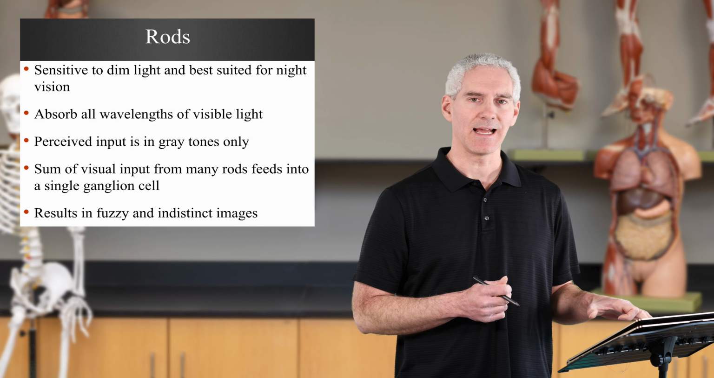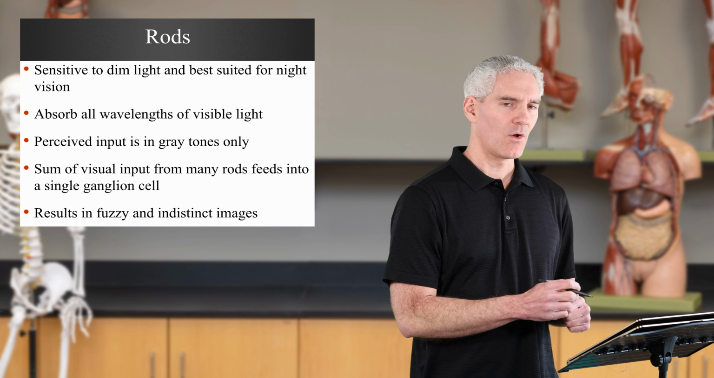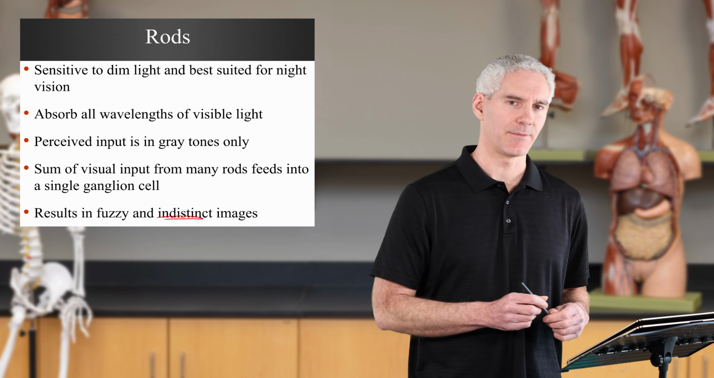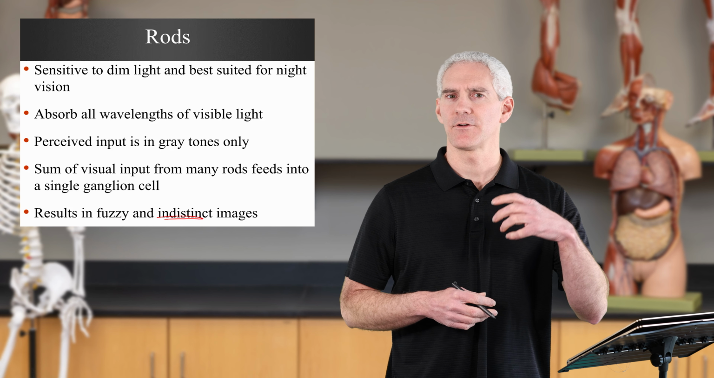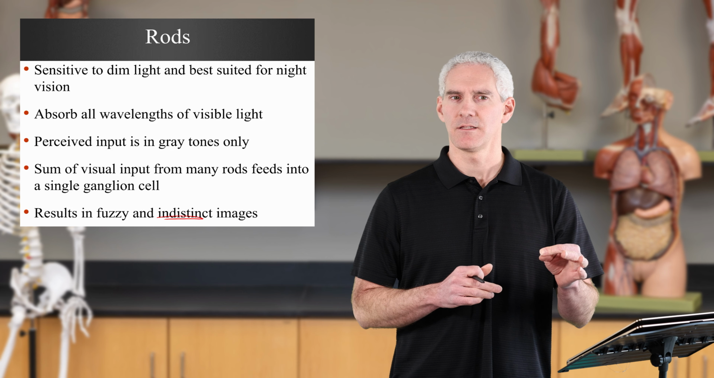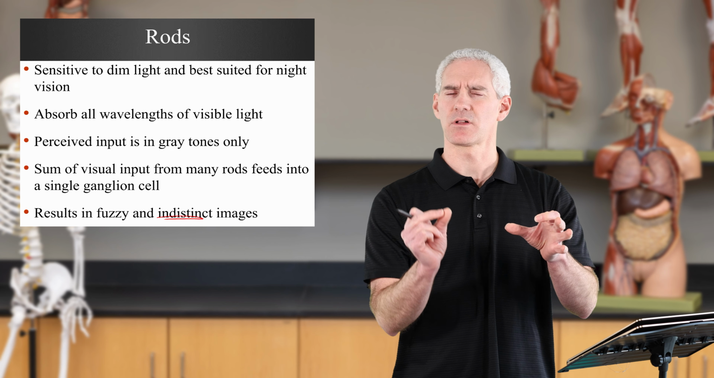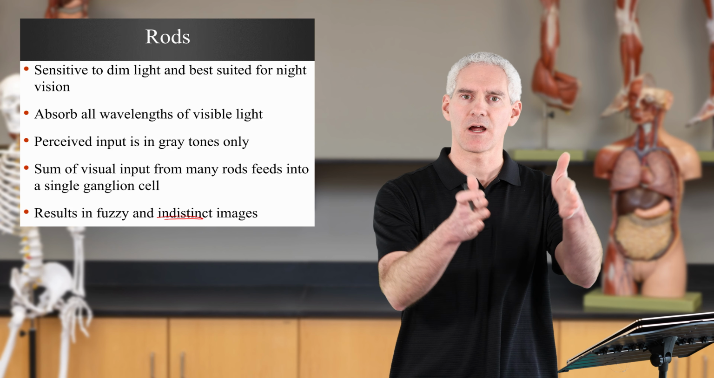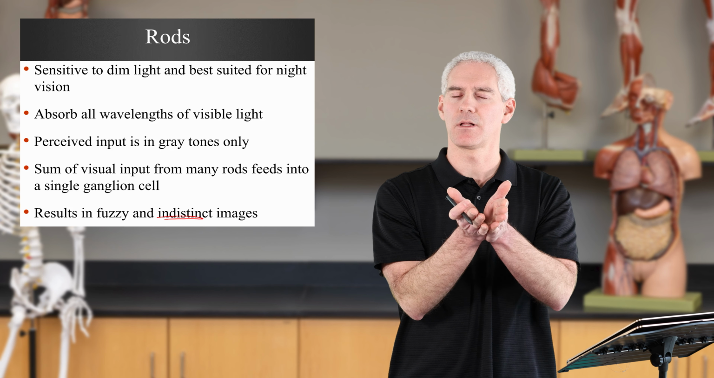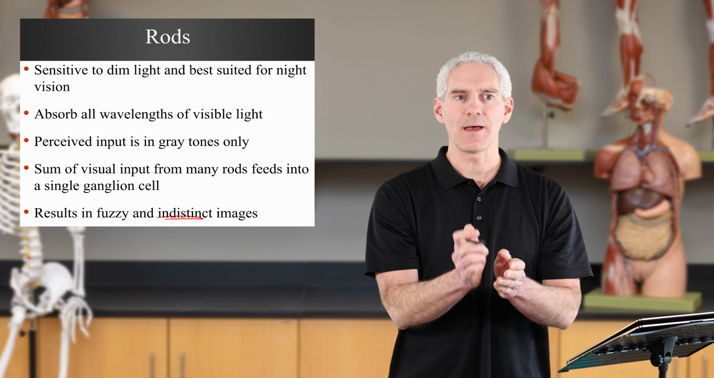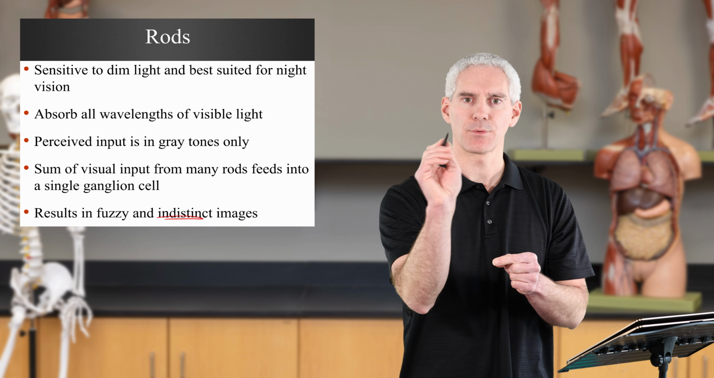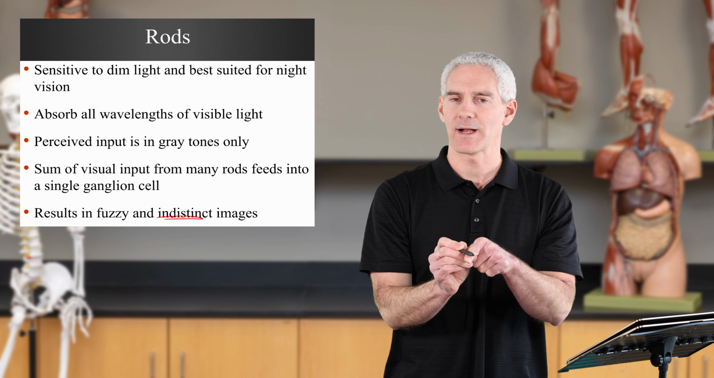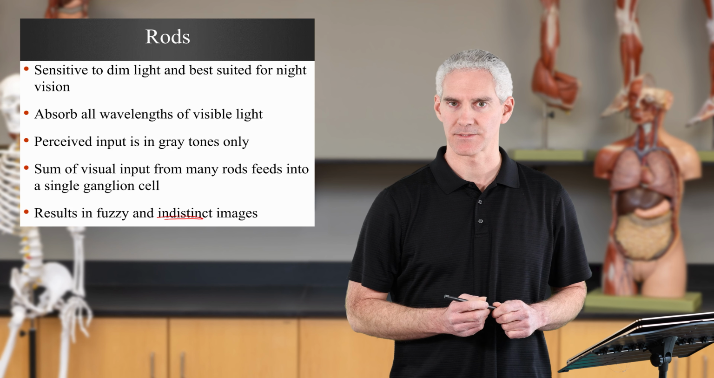And these rods, they kind of sum up the visual input, which results in fuzzy and indistinct images. That's why if you're in very dim light at night, you can kind of see shapes, but do they look crystal clear? No. Because multiple of these rods are all feeding into one single neural interface. That means all the information coming in at these 3, 4, 5 points gets relayed to one cell, so it acts as one single input.